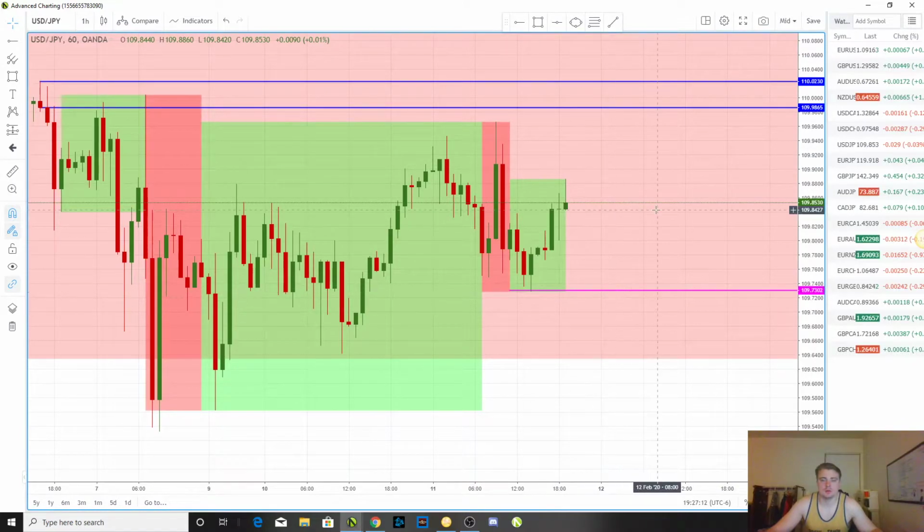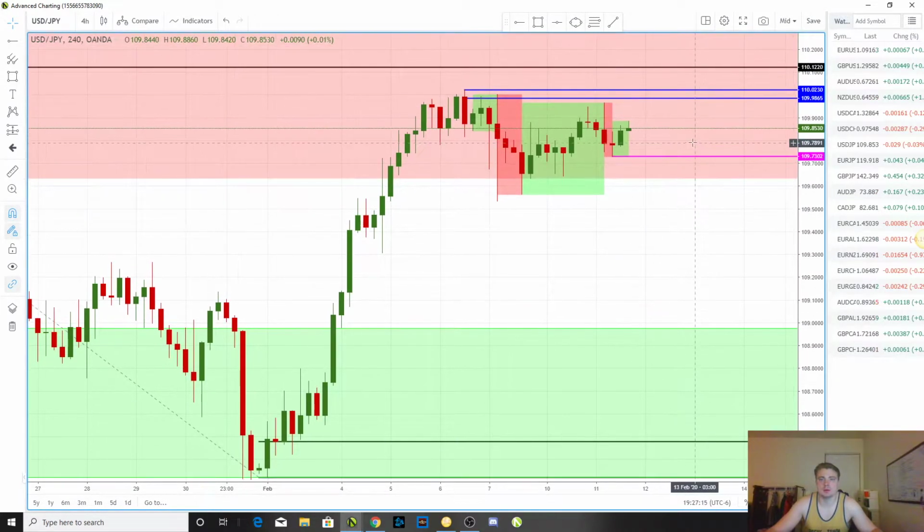The levels, yeah, if we get a close below this on the 240, that's probably going to be a pretty solid opportunity to get in.